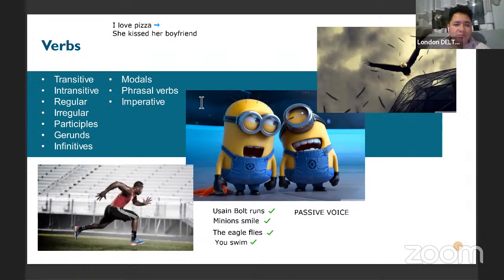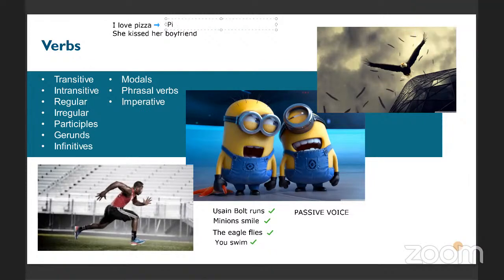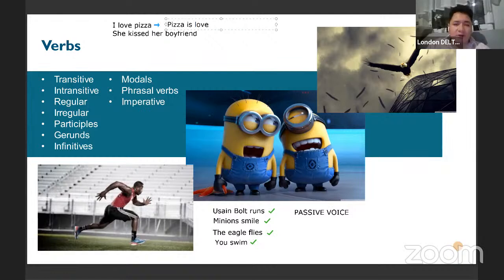I love pizza in passive voice. Pizza is loved. Very well. You can say it with "by me," but just "pizza is loved." Okay. She kissed her boyfriend.